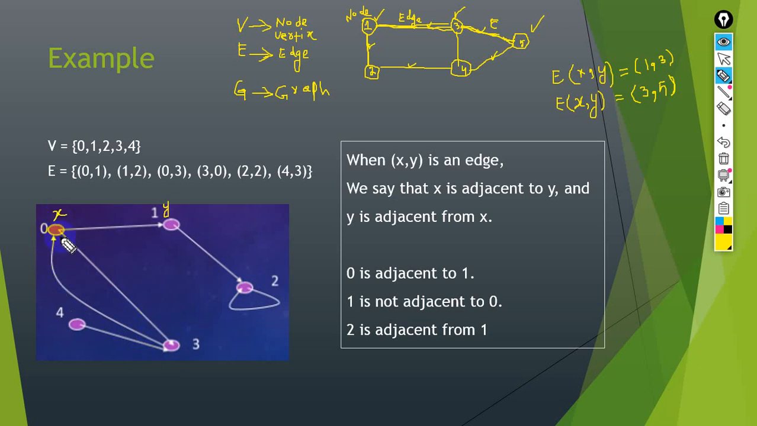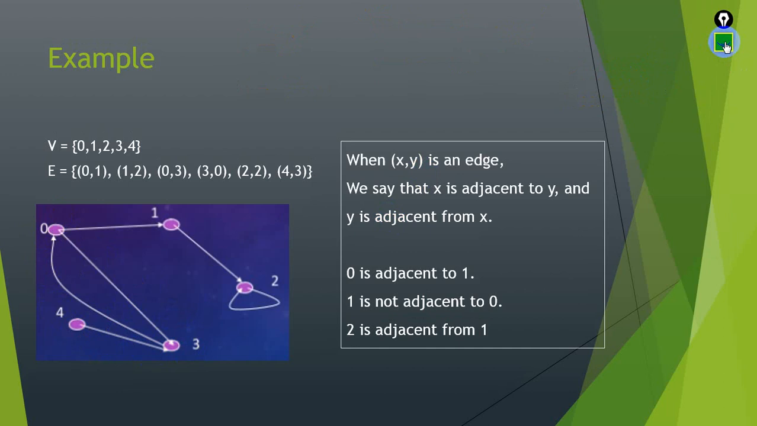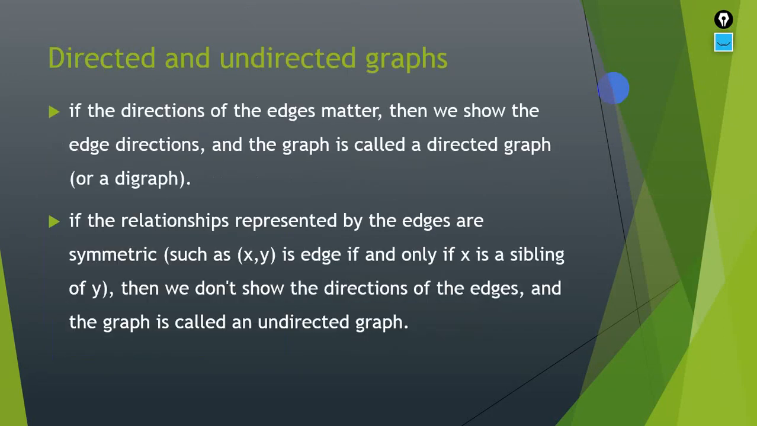Again we can say that 0 is adjacent to 3 and 3 is adjacent to 0. Here 3 is adjacent, so 4 is adjacent to 3 and 3 is adjacent from 4, so we can say just like this. So if you have any questions, you can ask. Okay, so next what we have: directed and undirected graphs.